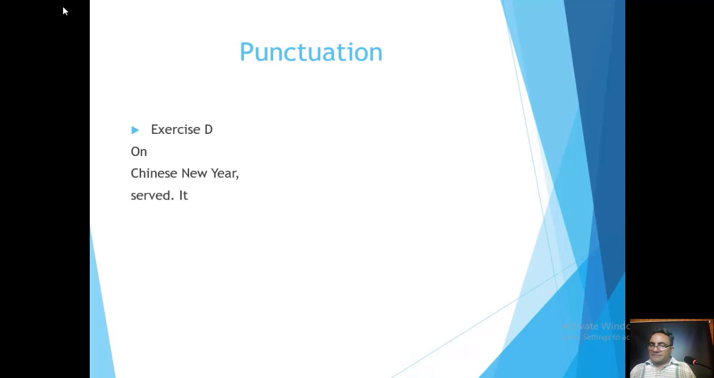And next is, the sentence ends at the word served, and it should be followed by a full stop. The next word is "it," which should have a capital letter. Then again the word Chinese comes with a small letter, just capitalize this letter. And then we have the words New Year's Eve dinner. All the starting letters should be capital. And then the paragraph ends at long lasting, there should be a full stop.